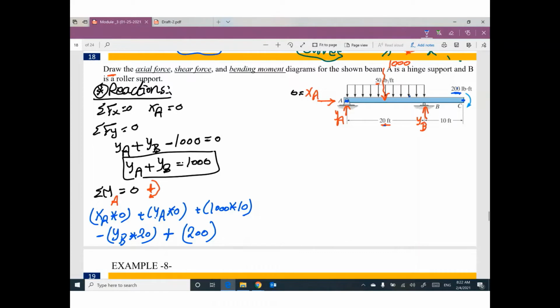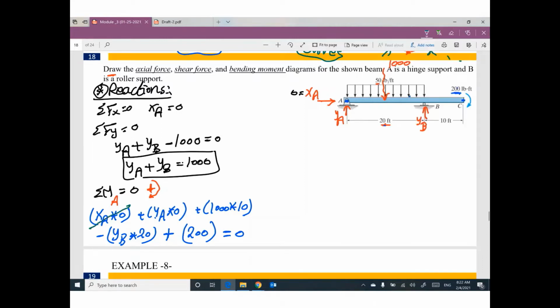I'm still repeating every time, and I believe some of you will make this mistake in the exam. 200 does not need distance because it's a moment. Equals 0.